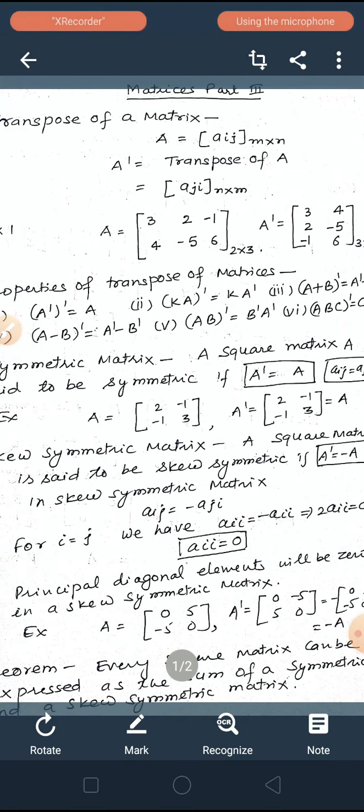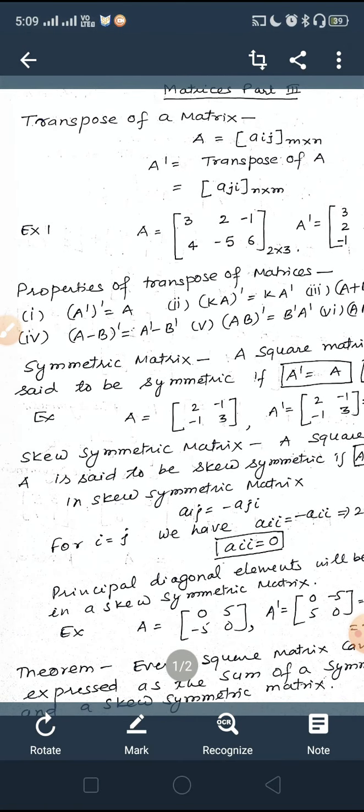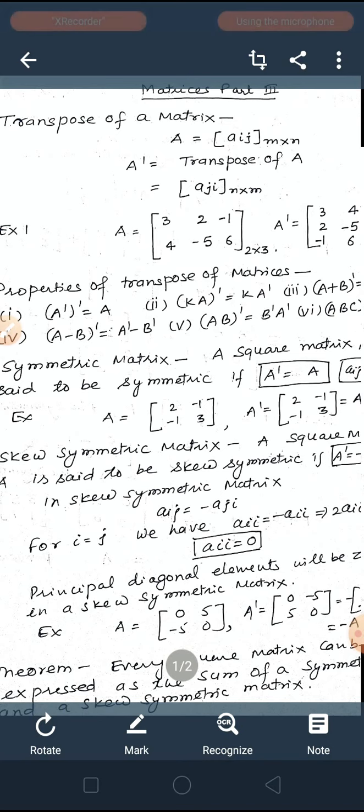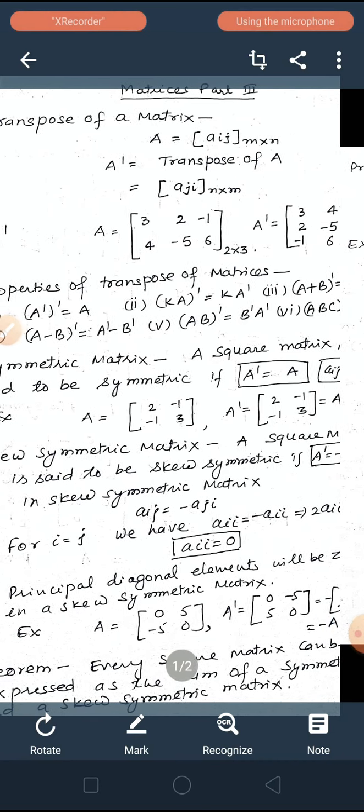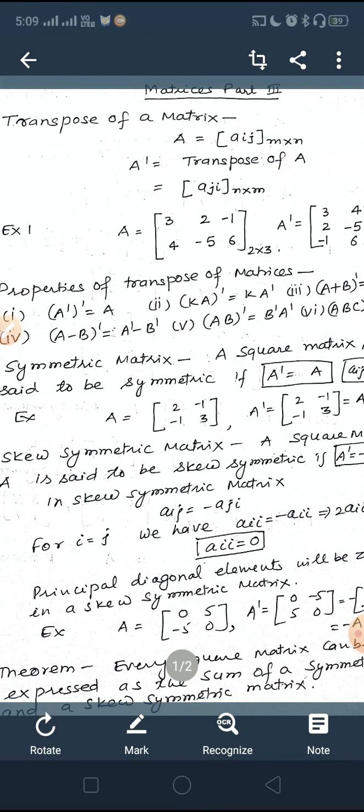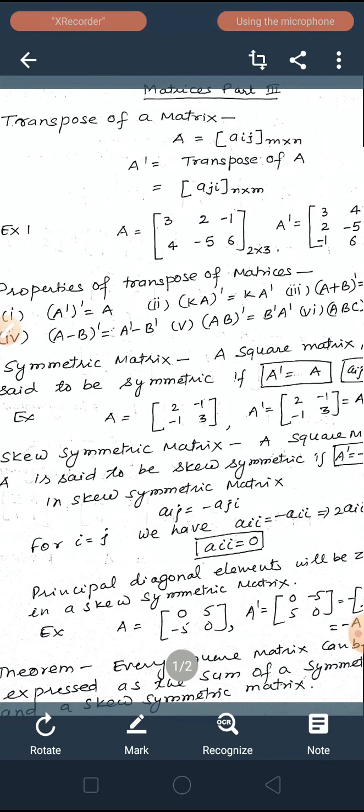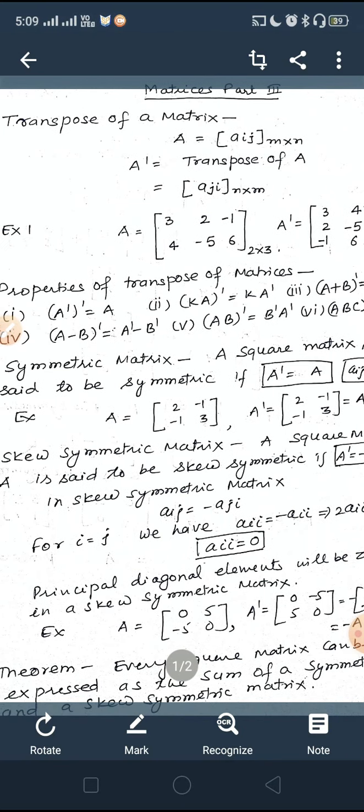Now there are certain properties of transpose of matrices. Property first: the transpose of the transpose is the matrix itself. Means if we take the transpose of a matrix 2 times, then we shall get the original matrix. And property 2: if there is a scalar multiple of a matrix, then it remains unaffected and it will be equal to K A dash.